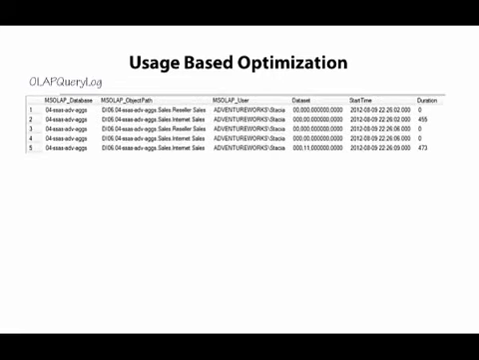After we enable usage-based optimization, we need to let user queries execute for a period of time, say a week or a month. During that time, usage information about queries is added to the OLAP query log. This table tracks queries by database, the partition queried, and the user. It also records the dataset being used and notes the start time as well as the query duration. Now the dataset is in a format that's not very usable for us, but it matches the query subcube event that we see in Profiler.